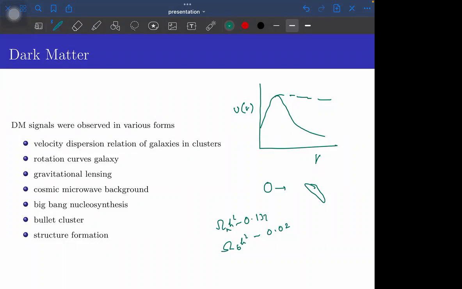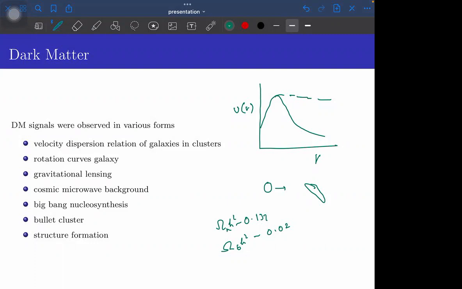Then there is Big Bang nucleosynthesis. It says that in the early universe hydrogen was fusing to give deuterium. Now, deuterium is also created in stars, but in stars that deuterium undergoes further reactions and instantly gets converted into helium.